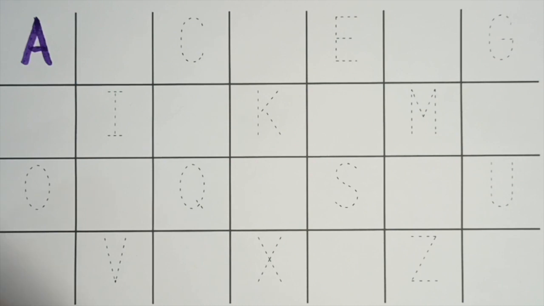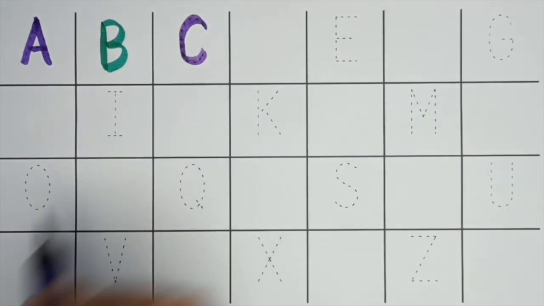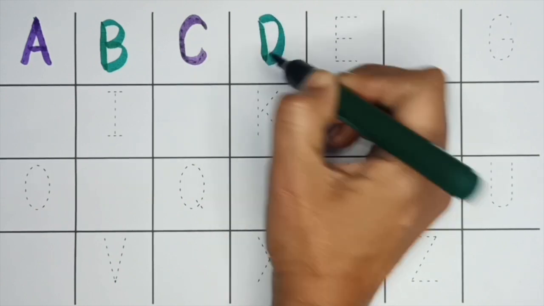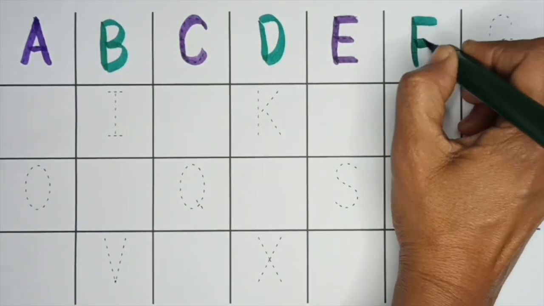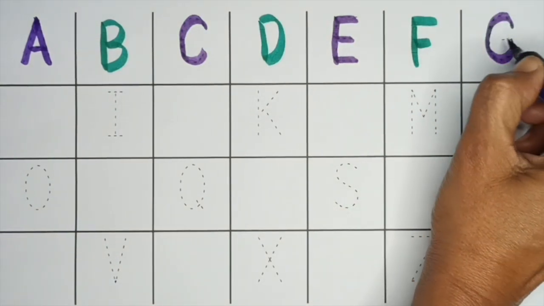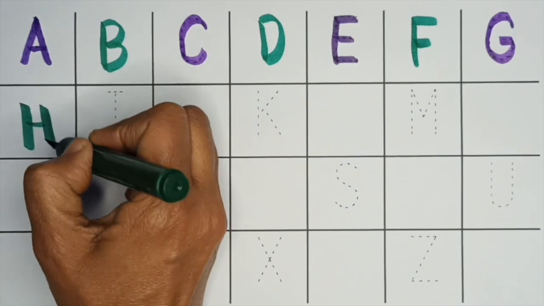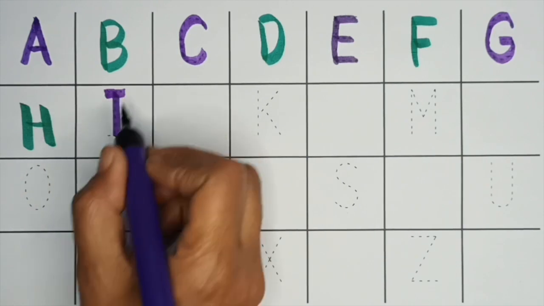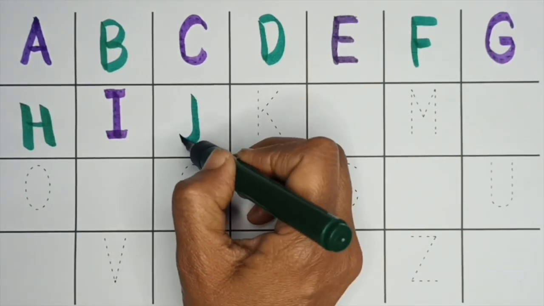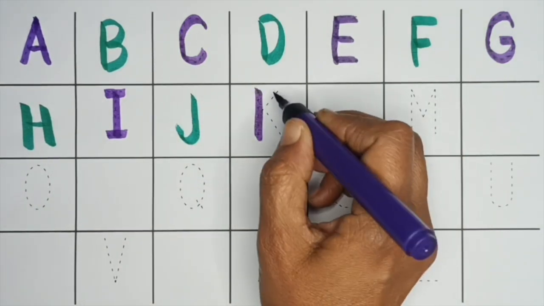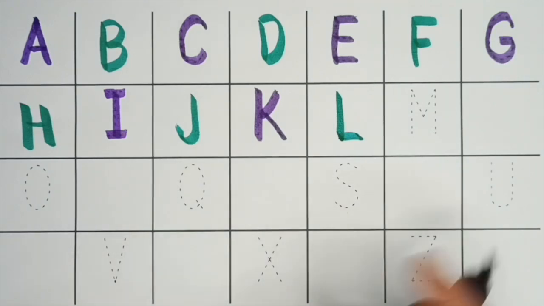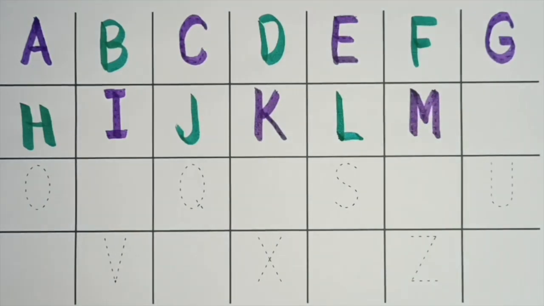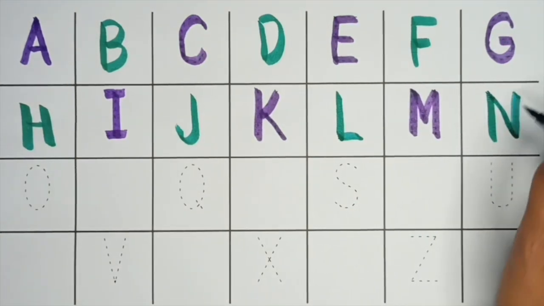A for apple. B for ball. C for cat. D for dog. E for elephant. F for fish. G for grapes. H for hen. I for ice cream. J for jug. K for kite. L for lion. M for monkey. N for nest.